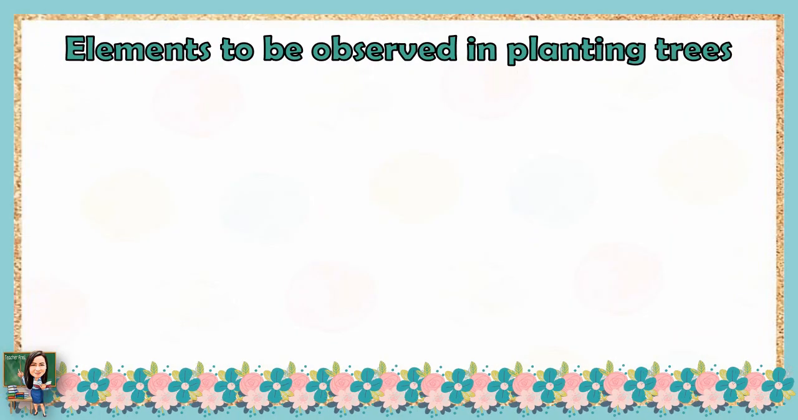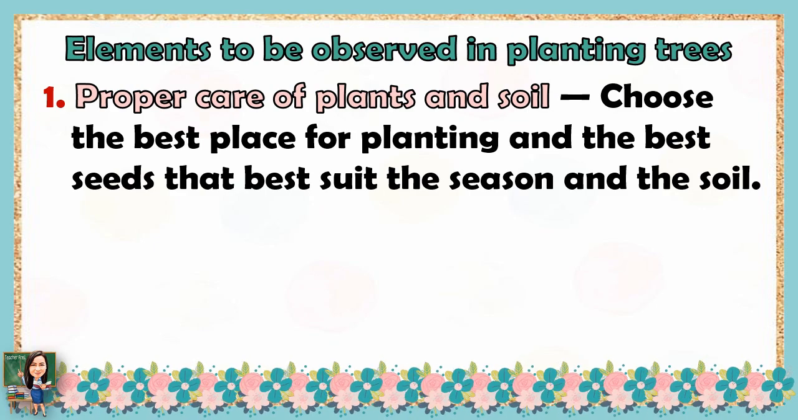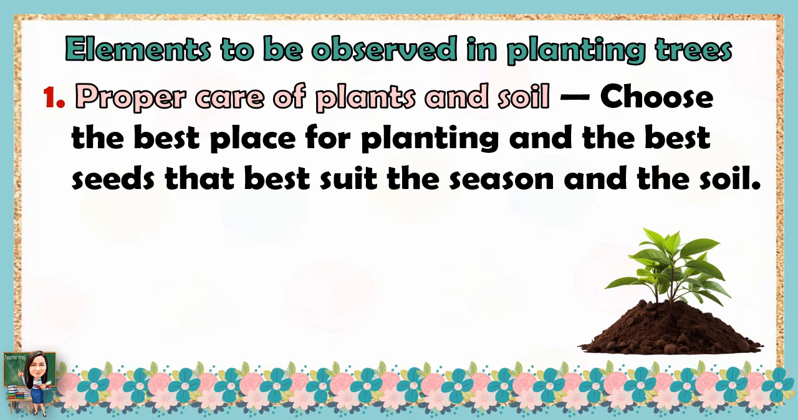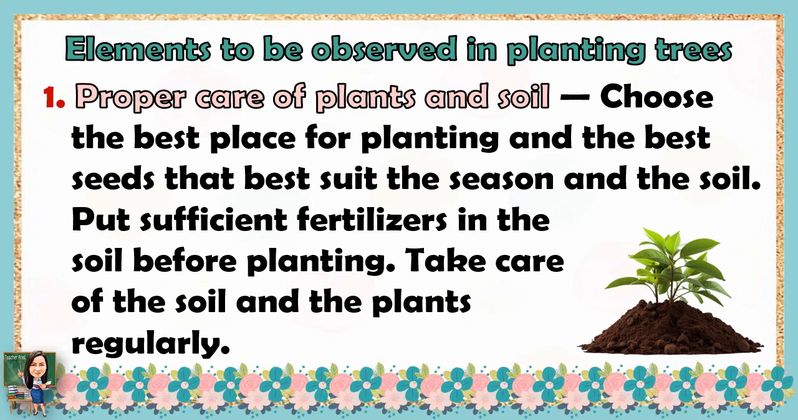There are elements to be observed in planting trees. First, proper care of plants and soil. Choose the best place for planting and the best seeds that suit the season and the soil. Put sufficient fertilizers in the soil before planting. Take care of the soil and the plants regularly.